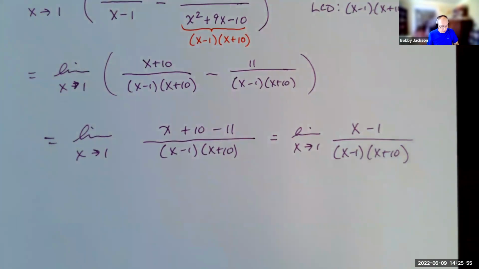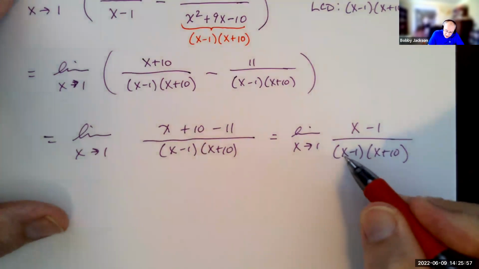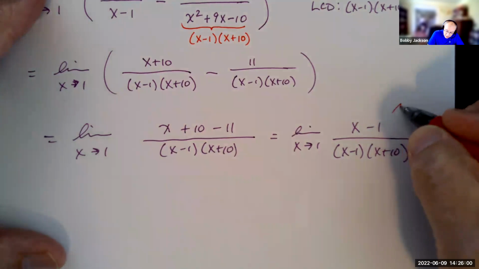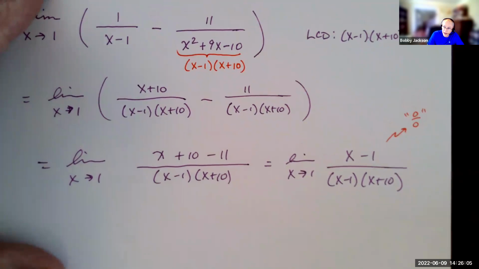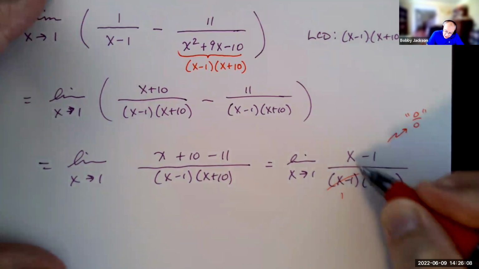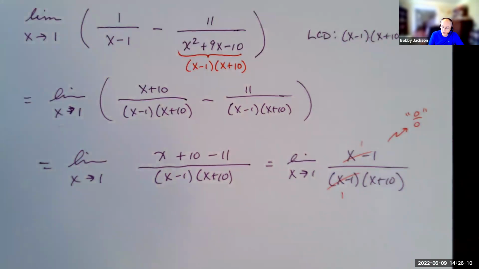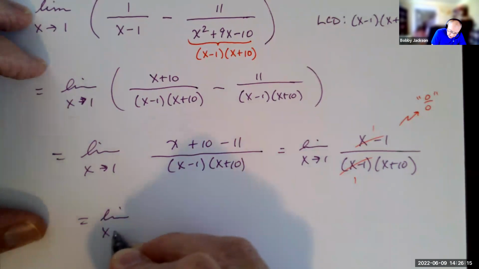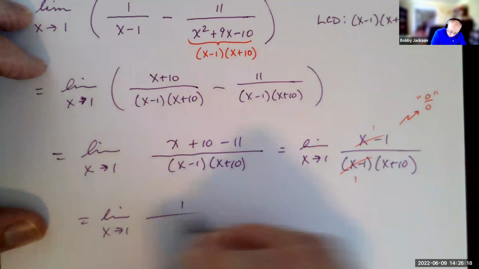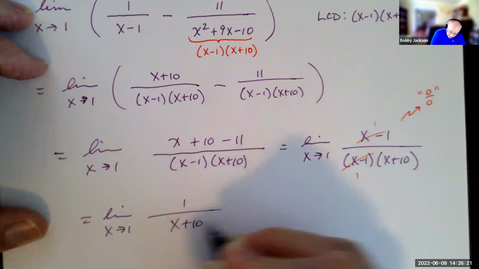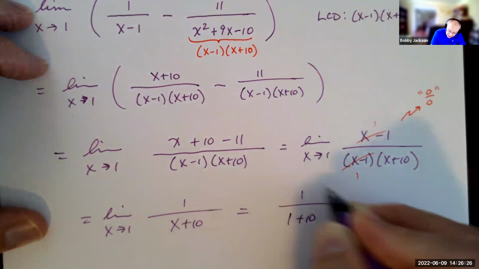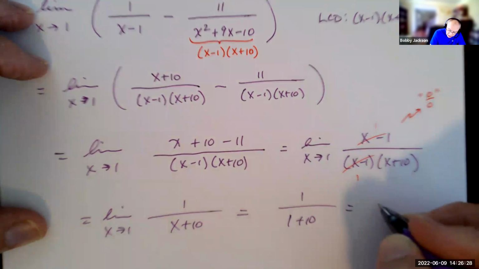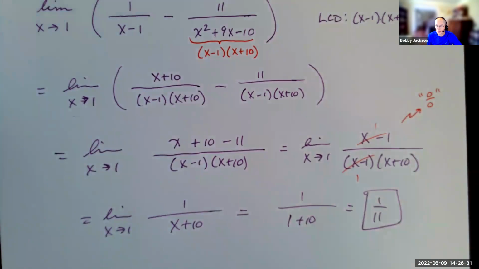Hopefully at this point we see that I can't plug in directly because I'll get 0 over 0. So the form of this limit is indeed 0 over 0, which is still an indeterminate form. But now we can simplify and get a determinate form because of this common factor of x minus 1. I can divide numerator and denominator by x minus 1, and I'm left with the limit as x approaches 1 of just 1 on top and x plus 10 in the bottom. If I plug in directly, x is 1, and I get a determinate expression, 1/11th, and that's the value of this limit.